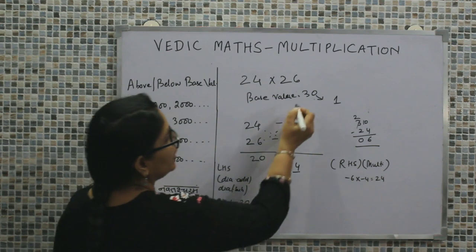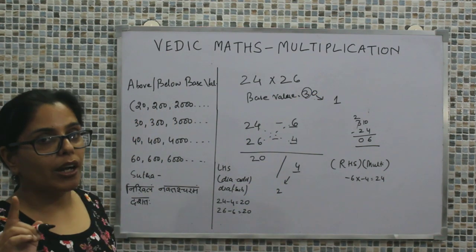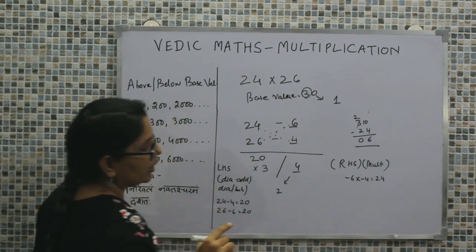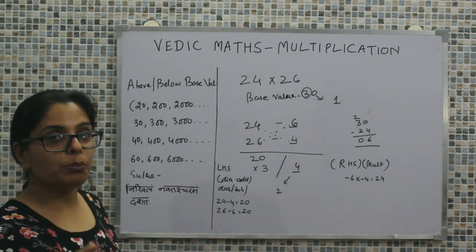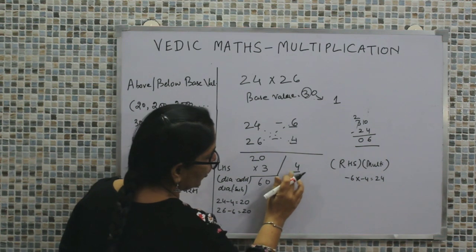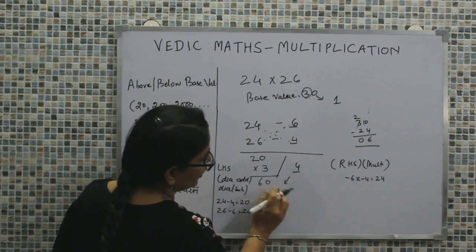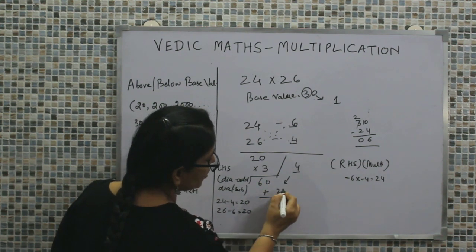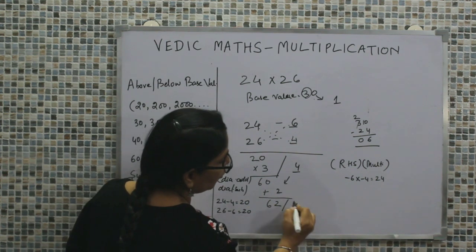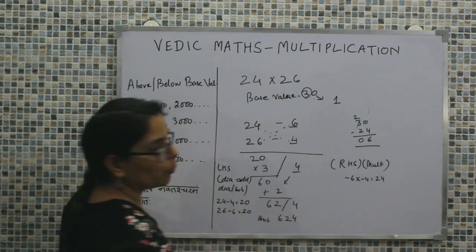Now here the answer comes out to be 20. Make a point that here we have taken the base value as 30, and 30 means we have the multiplying factor of 3. So we multiply only the LHS portion by 3, and this will come out to be 60. Now whatever carry or overflow value we got from the RHS, that is 2, will be accumulated in this portion, and the answer will come out to be 62 for the LHS and 4 for the RHS. So the answer is 624.